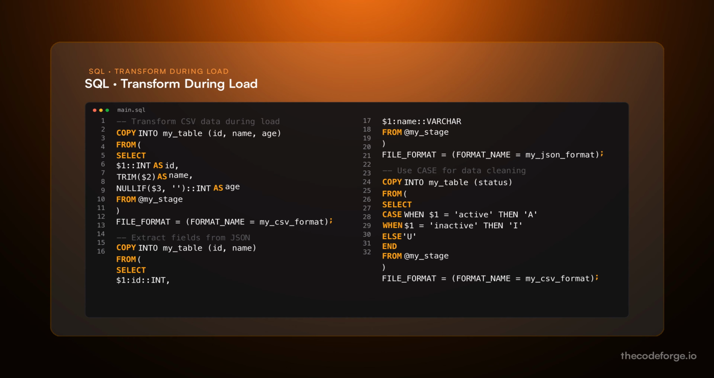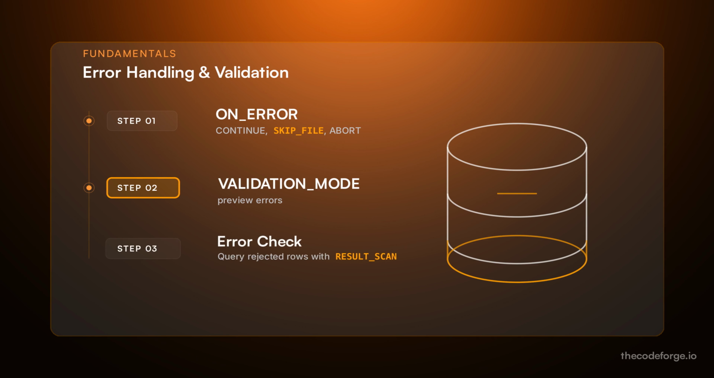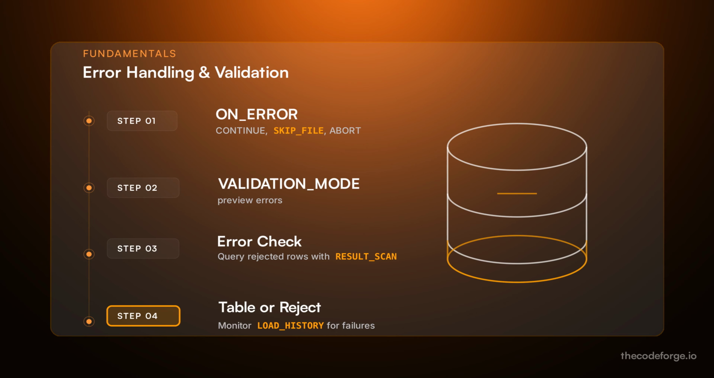Pure efficiency. ON error dictates your survival strategy. Set it to continue, skip file, or abort depending on how tolerant you can be of bad rows. Use validation mode to scout for mines, and result scan to autopsy the rejected rows afterward. Then monitor load history for failures.